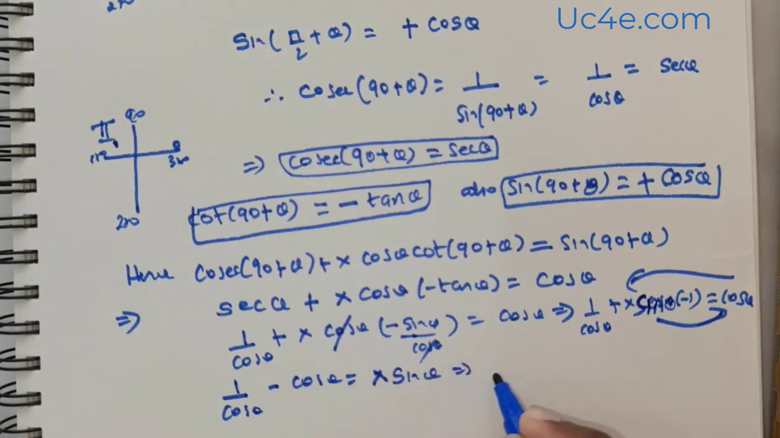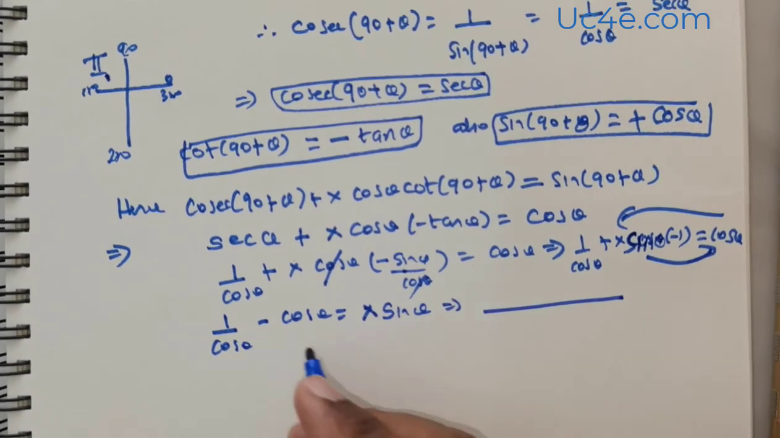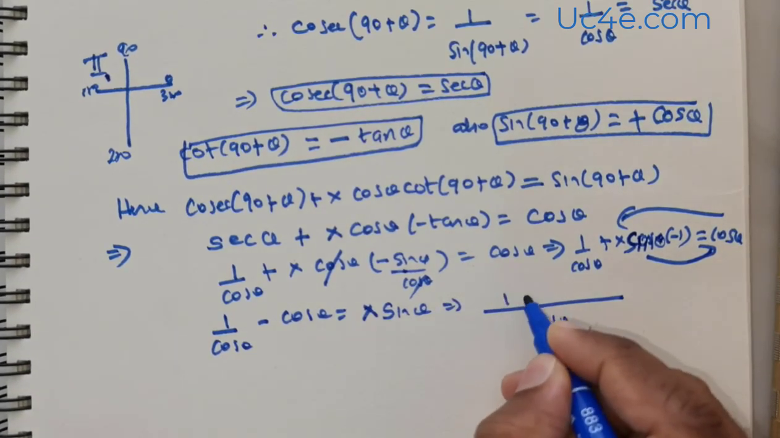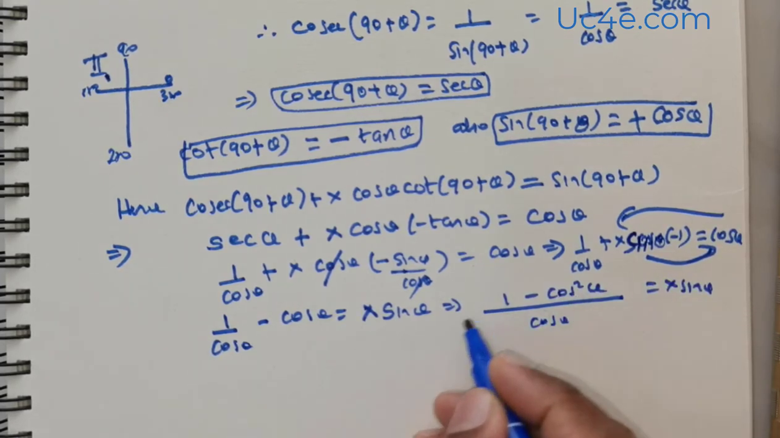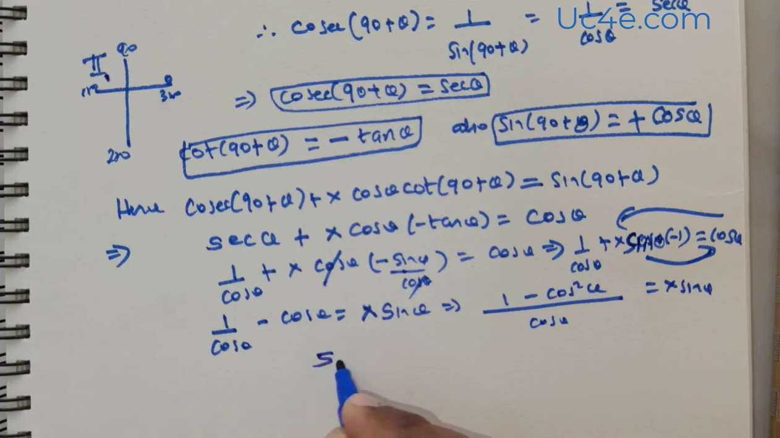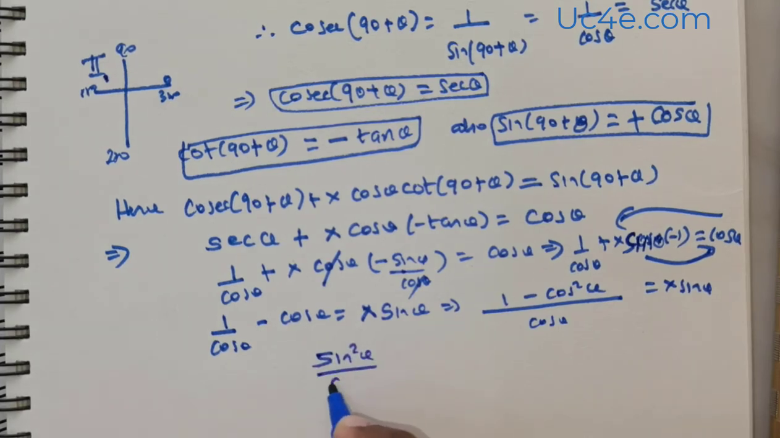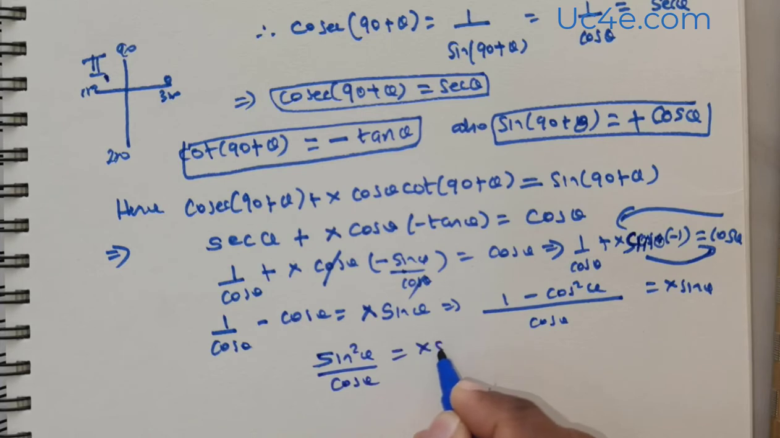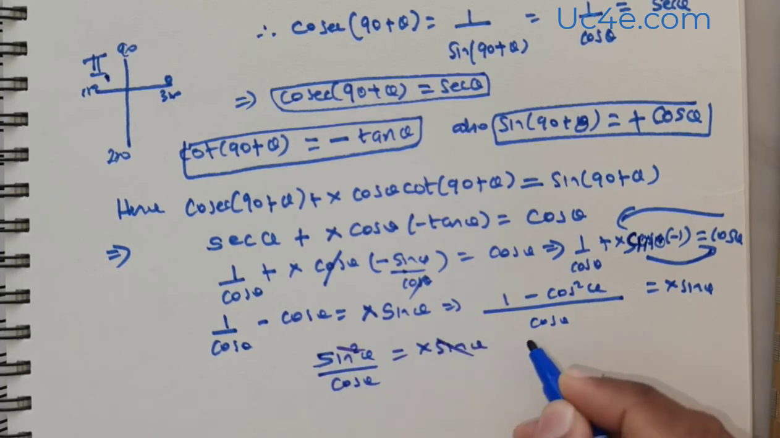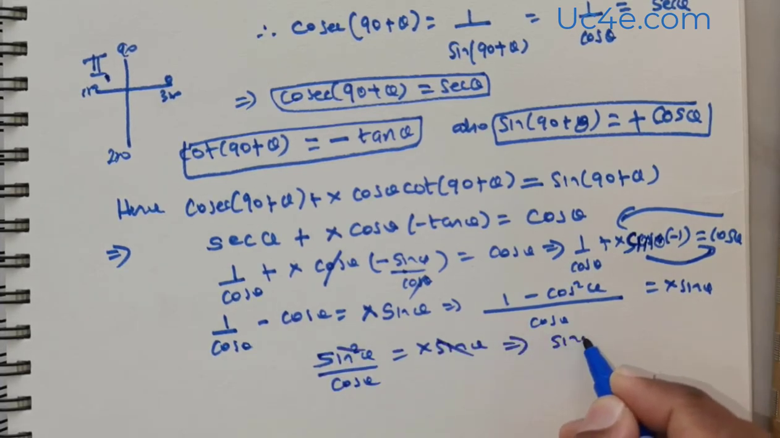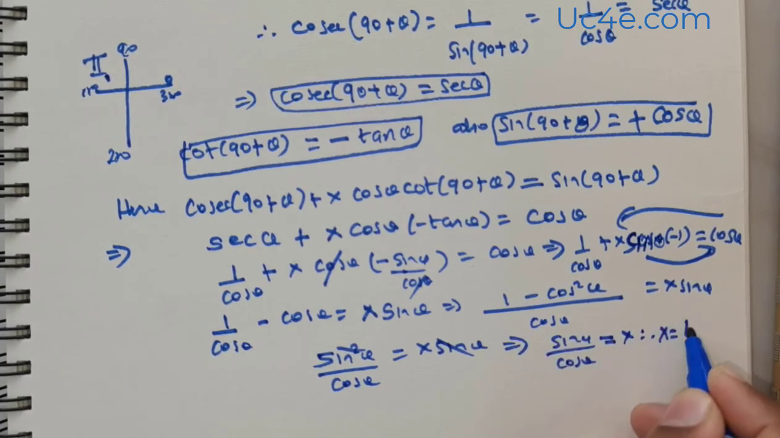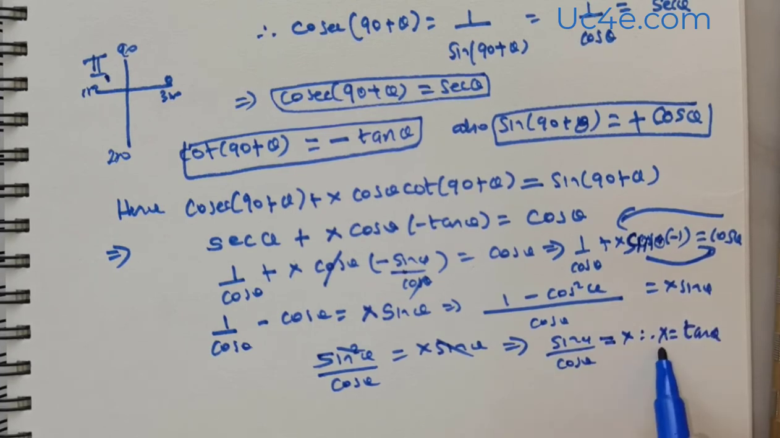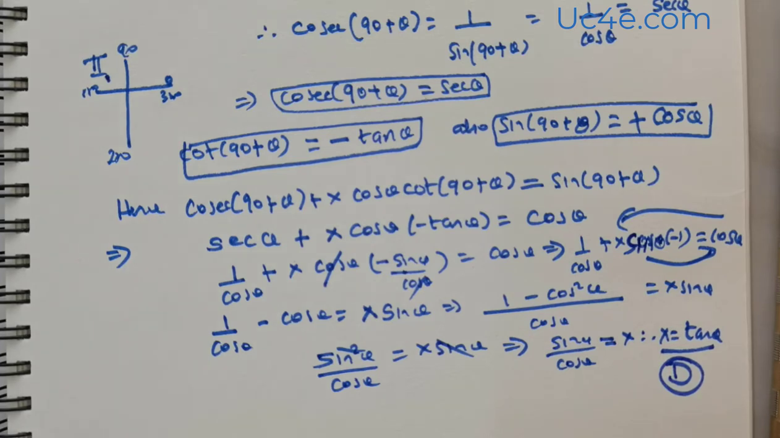Now I can clearly take the LCM as cos theta. That will give me 1 negative cos square theta is equal to x times sine theta. Now 1 negative cos square theta is sine square theta divided by cos theta is equal to x times sine theta. I can cancel a sine, so this is going to give me sine theta divided by cos theta is equal to x. Therefore x is equal to tan theta. So if you were to look into the choices, this is actually choice number D. Okay, that should be the solution for this question.